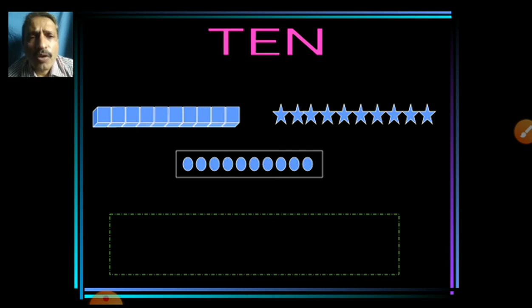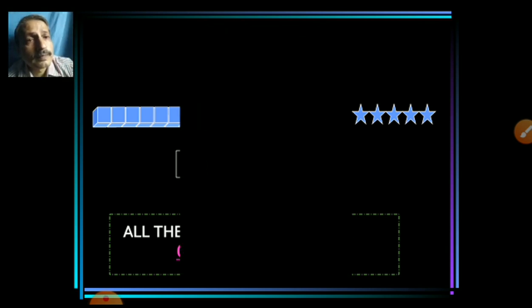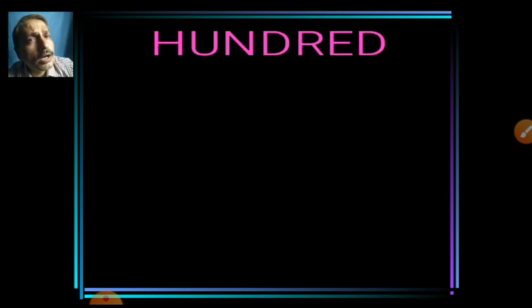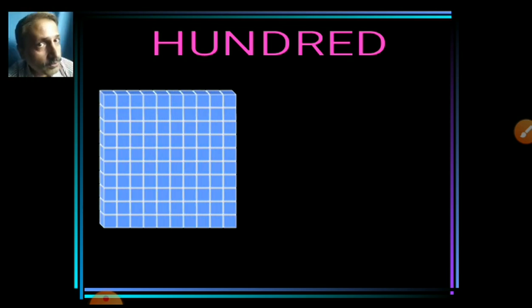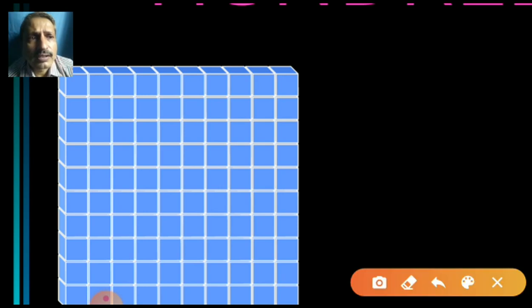Yes, here are small balls, 10 balls, or we can say all the above objects, object means whatever picture is shown, are a group of 10. Have you heard about hundreds? 100 rupees, yes. See how many small squares are there? You cannot count. I will show you in big size. Will you see now? Let's check.